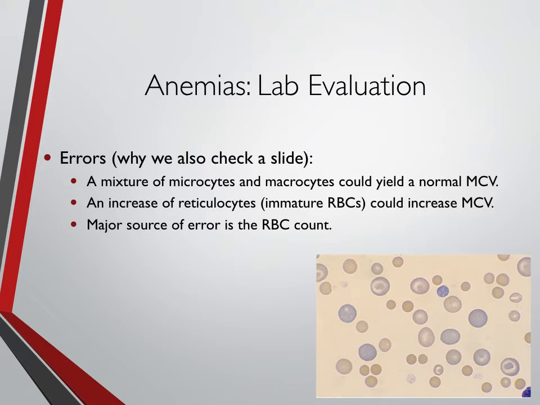And then sometimes the red blood cell count on the machine could be incorrect if it's overcounting or undercounting for some reason. So this is why we're always going to check a slide. We're also always going to check a packed cell volume to compare to our hematocrit to make sure that our red blood cell count is trending normal on our automated machine.